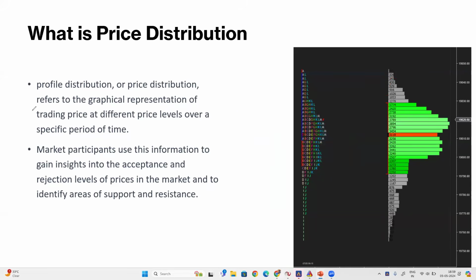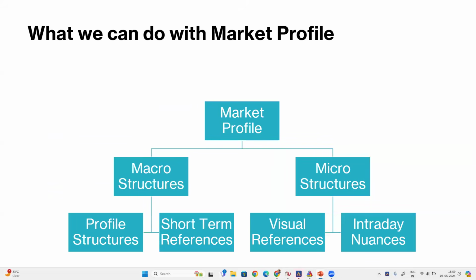All right, let's move a little forward here. What we can do with market profile, typically I use market profile mostly for looking into two kinds of structures. One is macro structure, which is what most of the textbook style talks about. And the second one is micro structures.